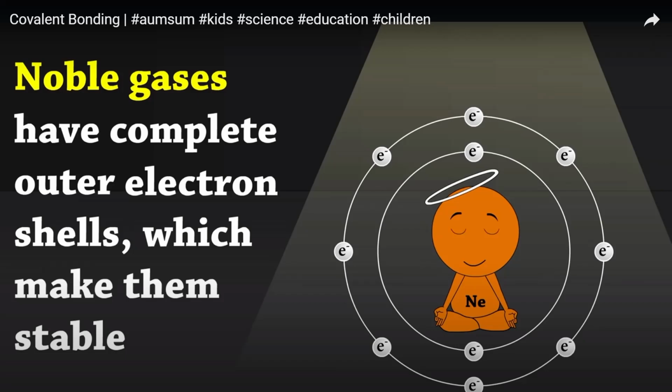So you can fill in that first little paragraph there. Noble gases have complete outer electron shells, which make them stable.